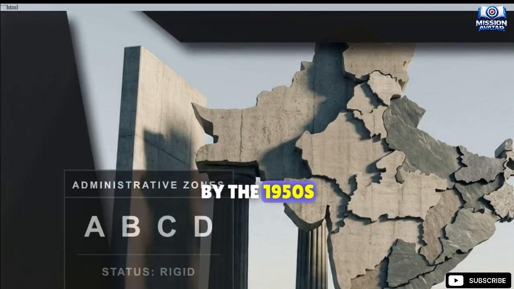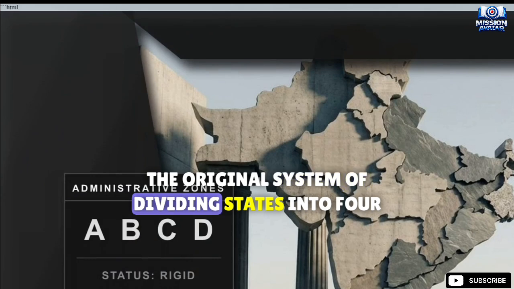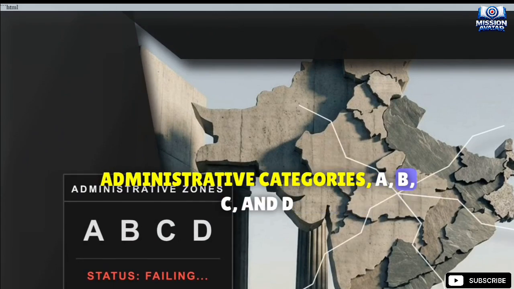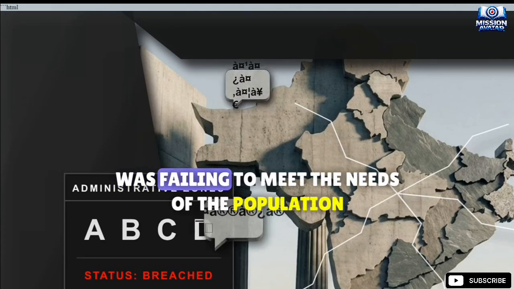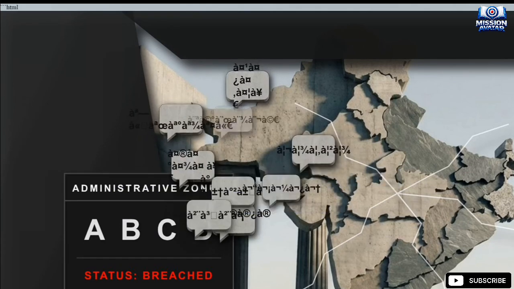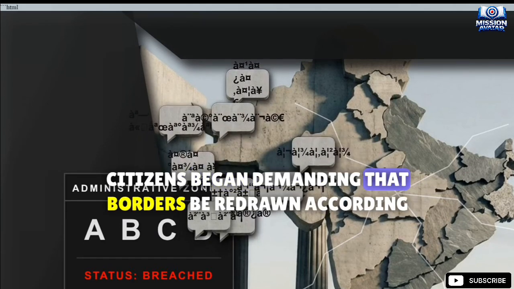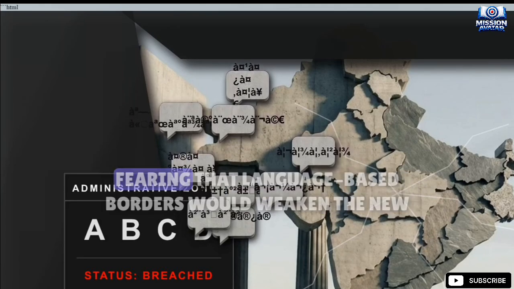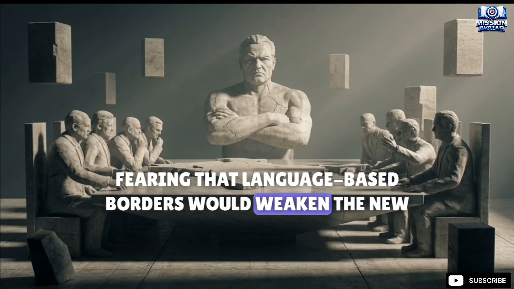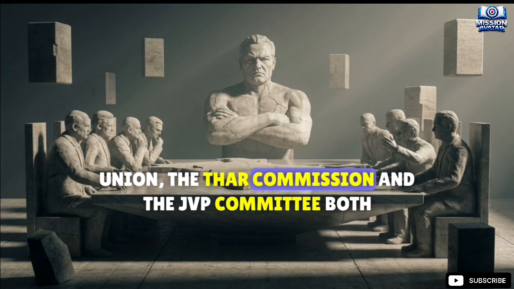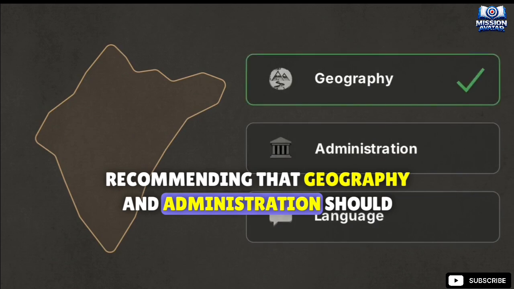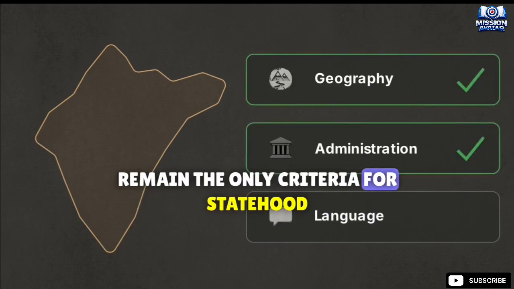By the 1950s, the original system of dividing states into 4 administrative categories, A, B, C, and D, was failing to meet the needs of the population. Citizens began demanding that borders be redrawn according to linguistic identities. Fearing that language-based borders would weaken the new union, the Dhar Commission and the JVP Committee both rejected these demands, recommending that geography and administration should remain the only criteria for statehood.